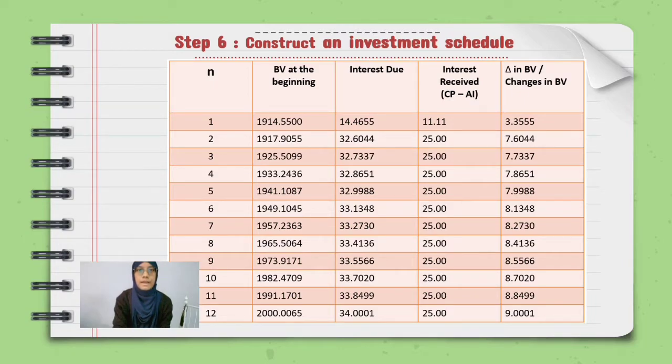and then N3 I'll get 1925.5099, and then 1933.2436, 1941.1087, 1949.1045, 1957.2363, 1965.5064, and then 1973.9171, 1982.4709, 1991.1701, and the last one is actually I want to make sure the answer is correct.